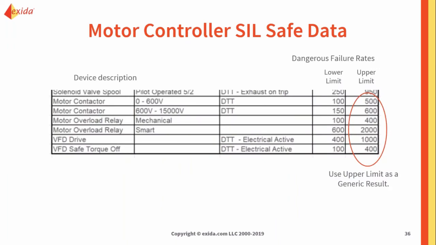So this was just one example I've had recently. Somebody came up to me and said, well, we need a motor controller. We don't have information on it. We're not using a certified product right now. It's something that we need to get to in the future. However, we can't do that right now. What do we do? And I said, well, you can always use that upper limit of silsafedata.com as kind of that generic result. Once again, it's going to be more conservative. It's going to give you those higher numbers.